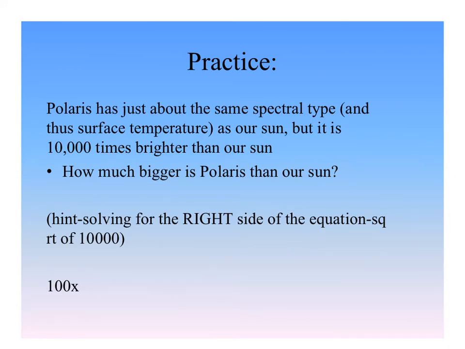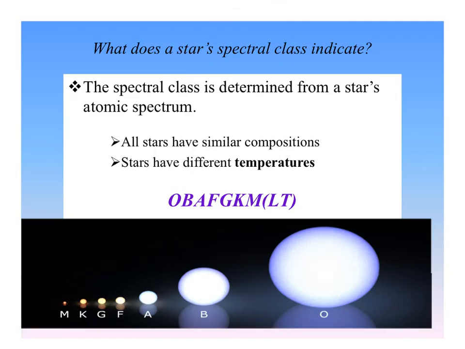So another problem that I would expect you guys to be able to solve would be looking at a sample star. In this case, I give you Polaris. It's about the same spectral type, which would indicate the same surface temperature as our sun, but it's 10,000 times brighter. So I would expect you guys to be able to figure out how much bigger Polaris is than our sun. So the hint I gave you is that you'd be solving for the right side of the equation. So you'd be taking the square root of 10,000, which would give you 100 times greater.